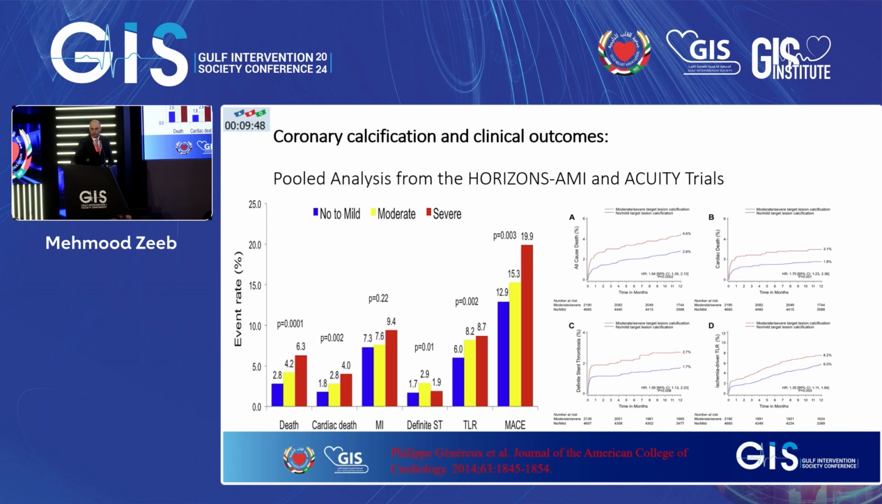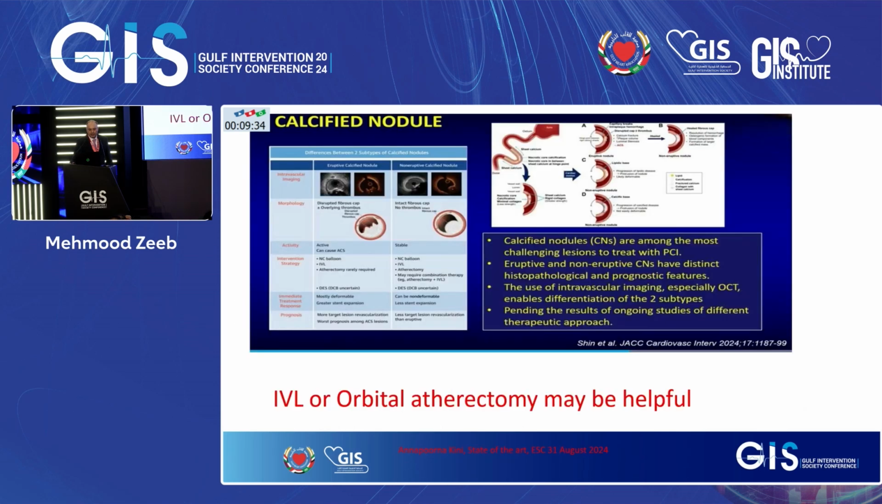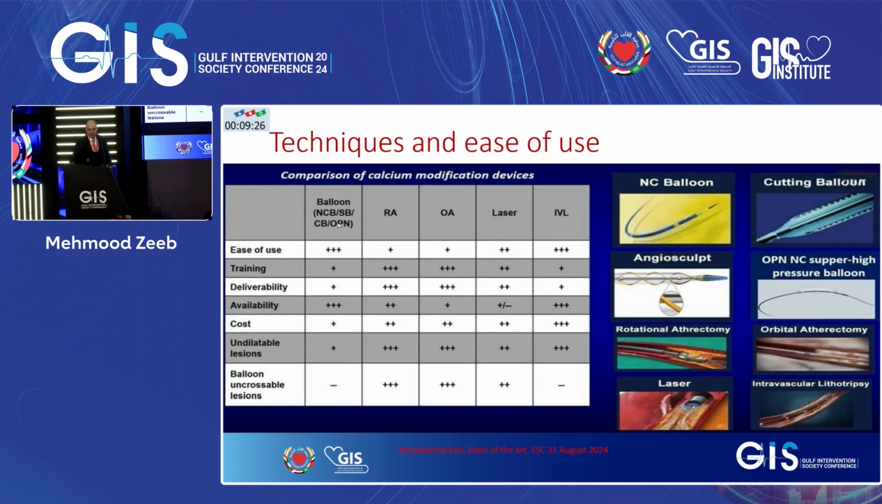Coronary calcification does affect the outcome of patients, as the pooled analysis of the HORIZONS-AMI and ACUITY trials showed significantly increased mortality with severe calcification. Calcified nodules can be difficult to treat. However, IVL and orbital atherectomy may be helpful in this case. Various techniques which are used for this purpose include rotational atherectomy, orbital atherectomy, laser, and IVL, and this slide shows their ease of use, the training required, deliverability, the cost, etc.